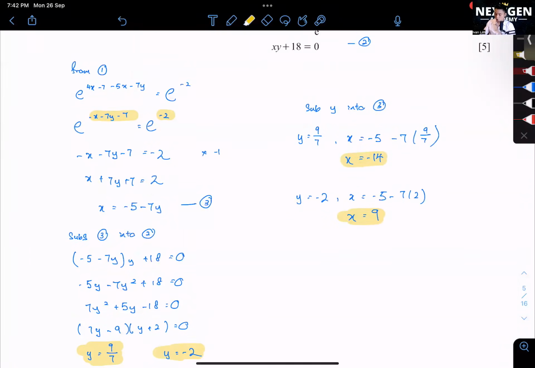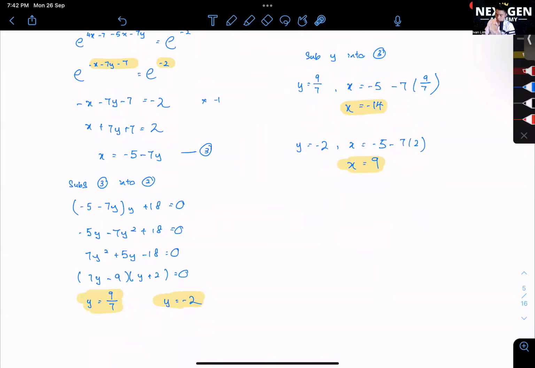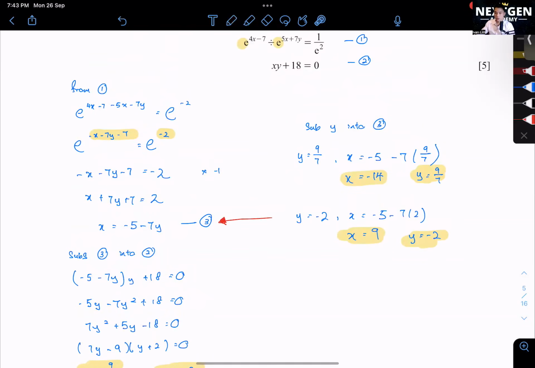How do I check whether my answer is correct? You just take the easiest equation. Let's say this one or this one, whichever. You sub the x and y inside. Make sure the pair that you get, this one is y equals negative 2, right? If you want to double check, make sure it's correct. When you sub into any of the equations, just sub into the easiest one. So maybe you can sub into here, or you can sub into equation 2. That way you don't make any careless mistake here, because this is 5 marks, easy 5 marks actually.